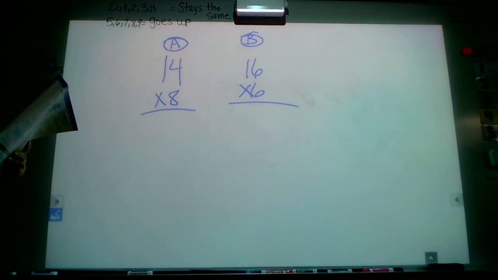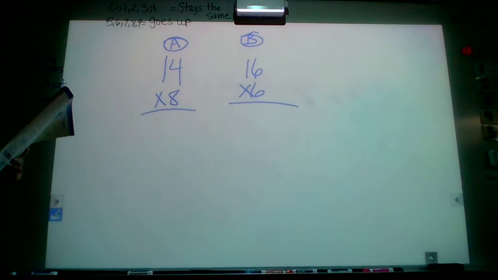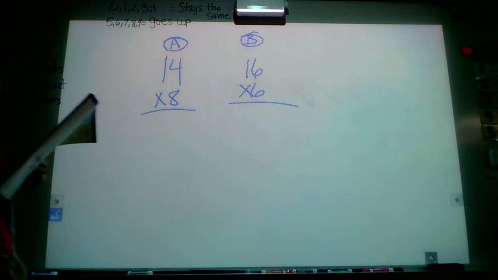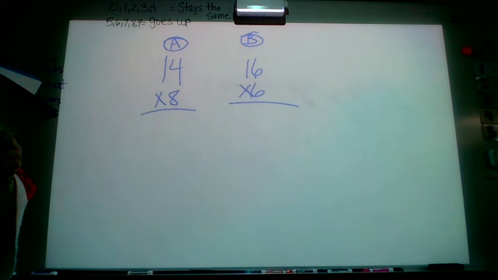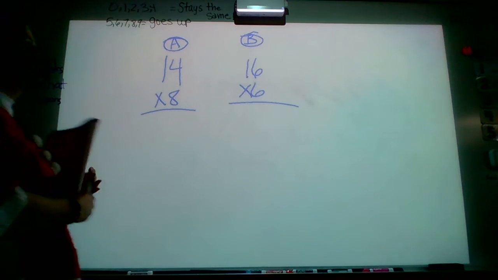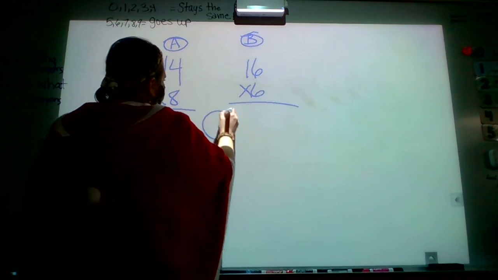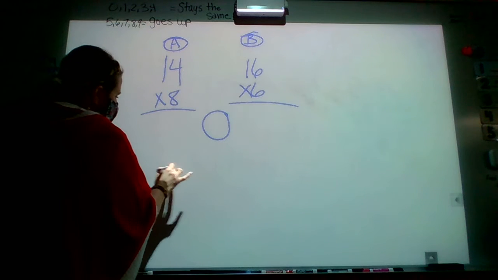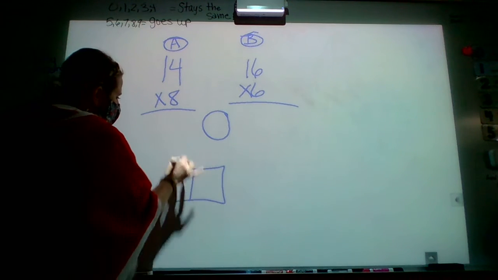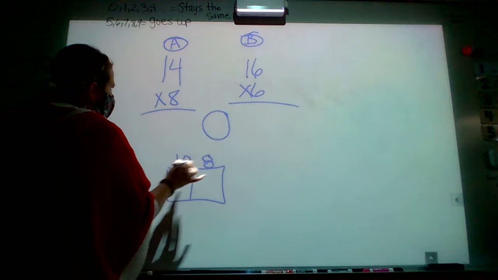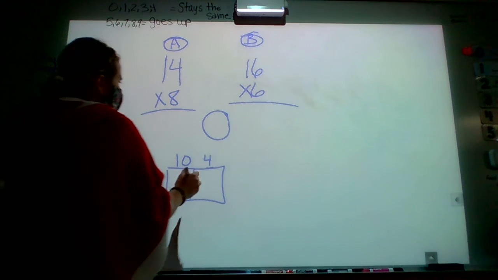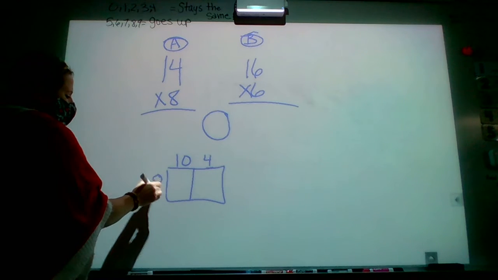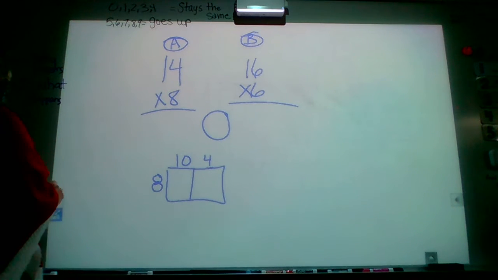How many people are seated in sections A and B? We're going to do an operation here. We'll have to see. All right, 14 times 8. We're going to put our 10 and a 4. Yes, 10 and 4. No, listen to me. And an 8 over here. We're gonna figure out that one.